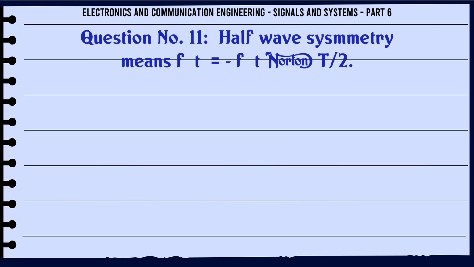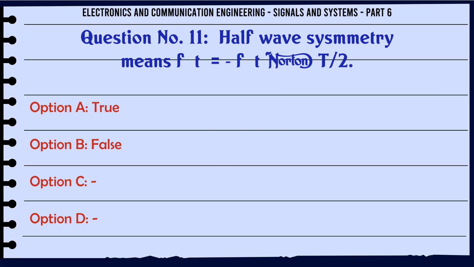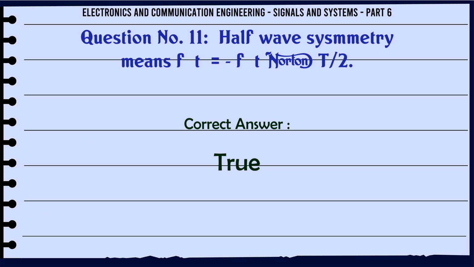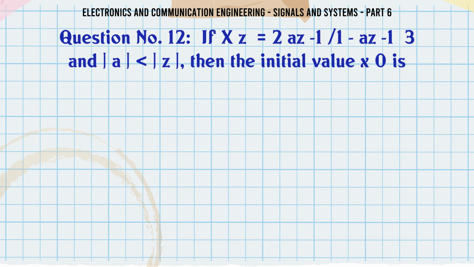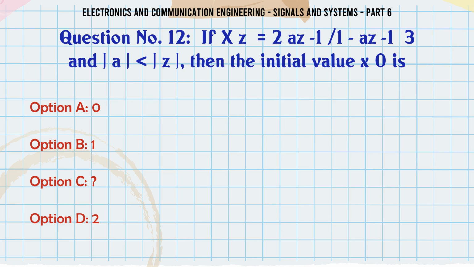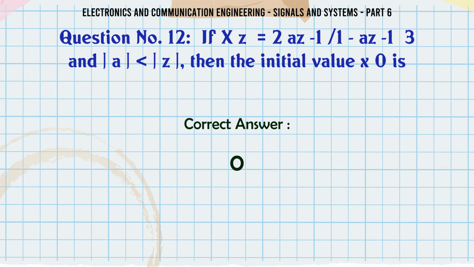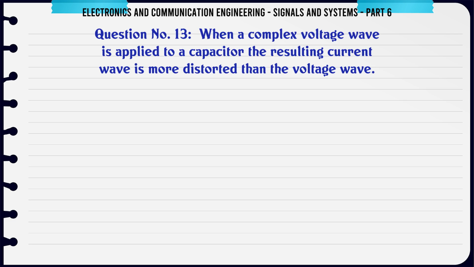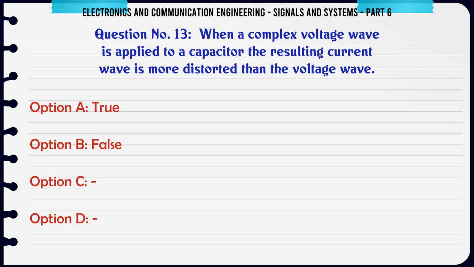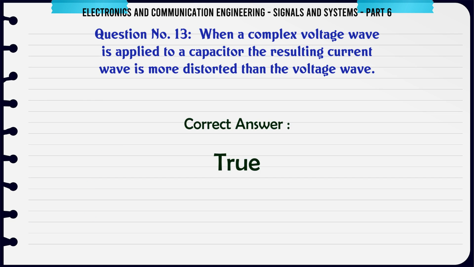Half-wave symmetry means f(t) = −f(t+T/2). A. True, B. False. The correct answer is true. If X(z) = 2/(1 − 3az⁻¹), then the initial value x(0) is A. 0, B. 1, C. 2. The correct answer is 0. When a complex voltage wave is applied to a capacitor, the resulting current wave is more distorted than the voltage wave. A. True, B. False. The correct answer is true.